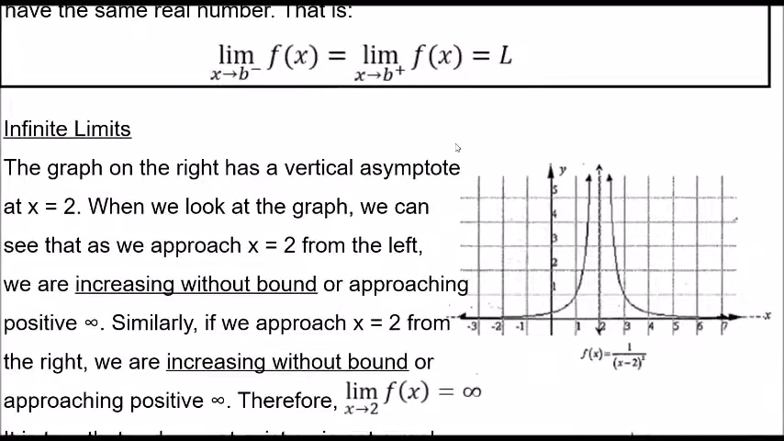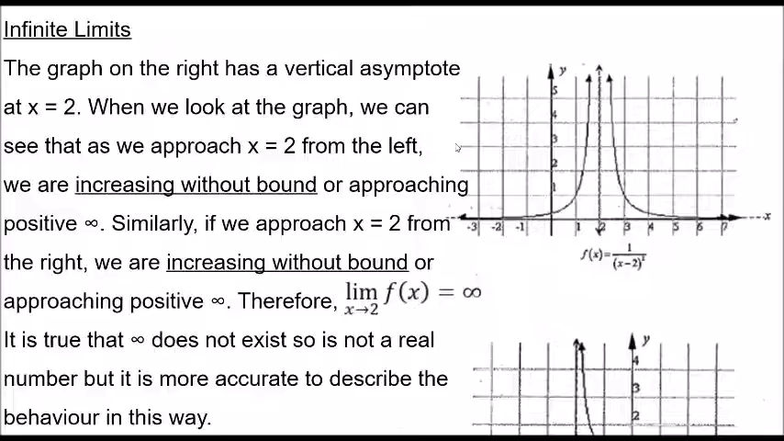Infinite limits. The graph on the right here has a vertical asymptote at x equals 2. So this here is a vertical asymptote. When we look at the graph, we can see that as we approach from the left-hand side, we are increasing without bound, or we're going to continue and continue until we get really, really close to infinity. Similarly, if we approach from the right-hand side, the same thing's going to happen. We're going to increase without bound, or we're going to get really close to positive infinity. So therefore, I can say that the limit as x approaches 2 of f of x is equal to infinity.